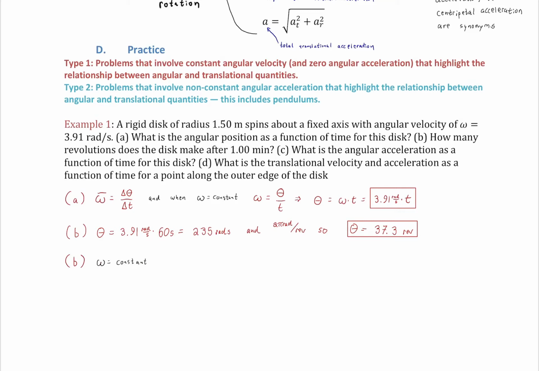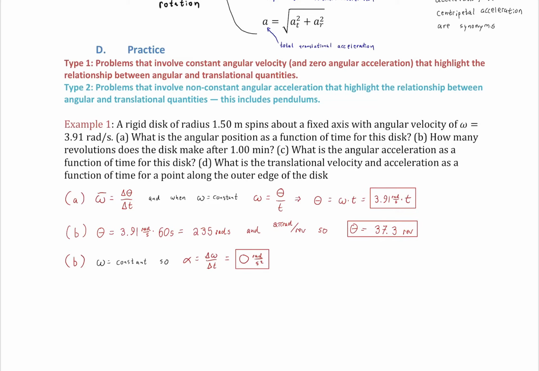Revolutions. Okay? And now, this should say C. So part C, what is the angular acceleration as a function of time for this disk? Well, omega is a constant, which means that angular acceleration has got to be 0, right?